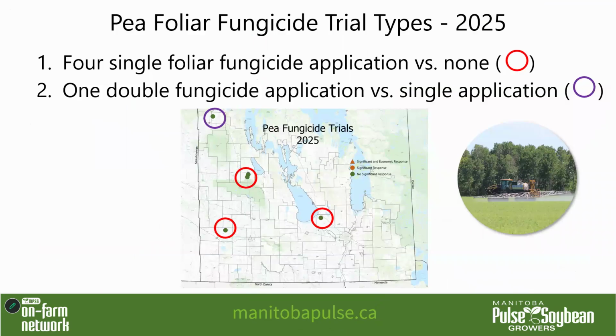So with that, let's talk about on-farm trials comparing pea fungicide strategies. We have two trial types, the first comparing a single fungicide application at flowering versus none, and the second trial type comparing a single fungicide application made at early flowering compared to two fungicide applications, or a double. In 2025, we compared four single fungicide application trials that are circled in red on the map and one double fungicide application trial up in Swan River that is circled purple. We'll now talk about these two trial types.